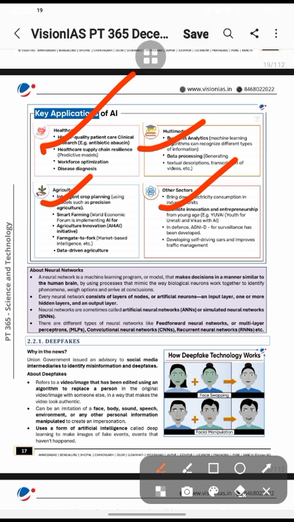Neural network: a neural network is a machine learning program that makes decisions in a manner similar to the human brain. It consists of nodes of an artificial neural network, an input layer, one or more hidden layers, and it is a multi-layer network.